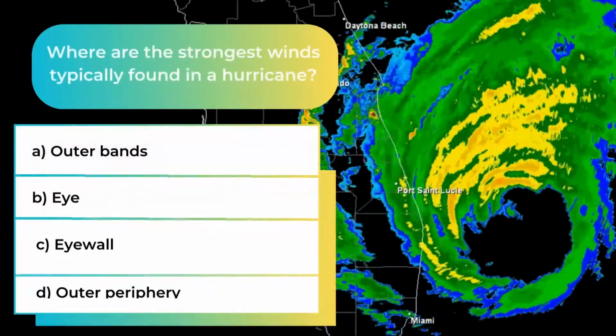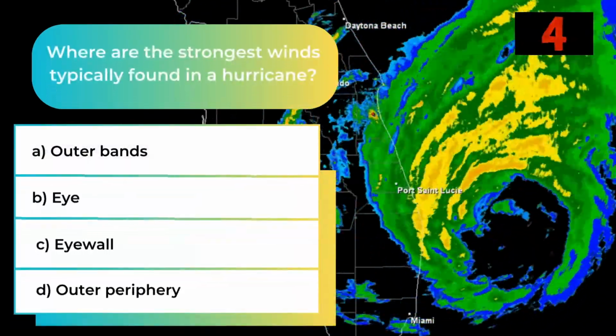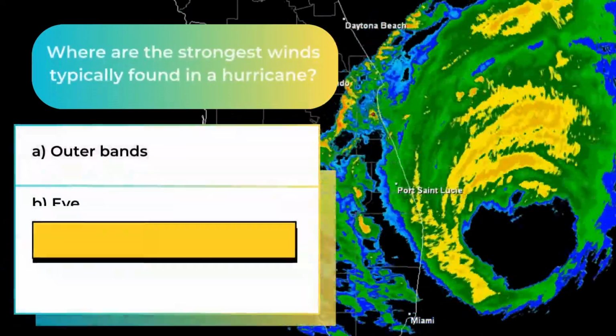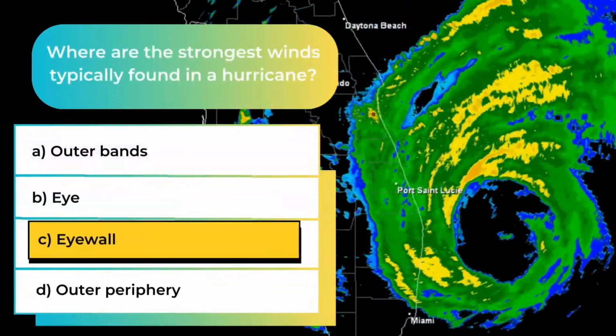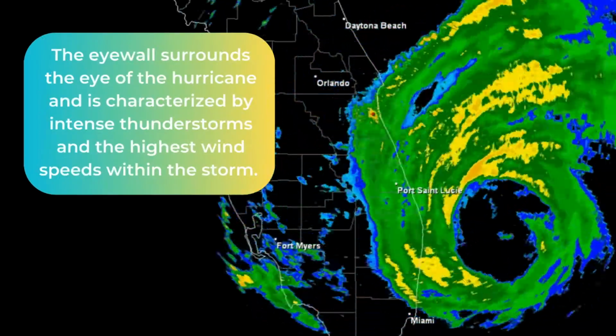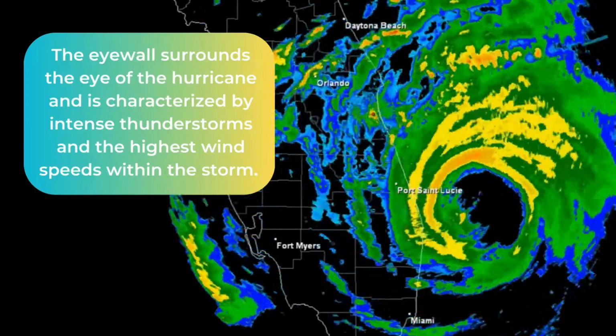Where are the strongest winds typically found in a hurricane? The answer is C. Eye wall. The eye wall surrounds the eye of the hurricane and is characterized by intense thunderstorms and the highest wind speeds within the storm.